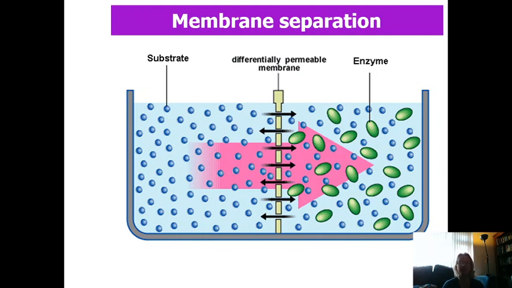And then there's membrane separation. So membrane separation is when you have a membrane in between your reaction mixture here with the substrate molecules and the enzymes on the other side there. So the substrate molecules are small enough to be able to diffuse through this partially permeable membrane, and the product can get back as well. But the enzymes are too big to actually diffuse through, so they remain on this side of your membrane.